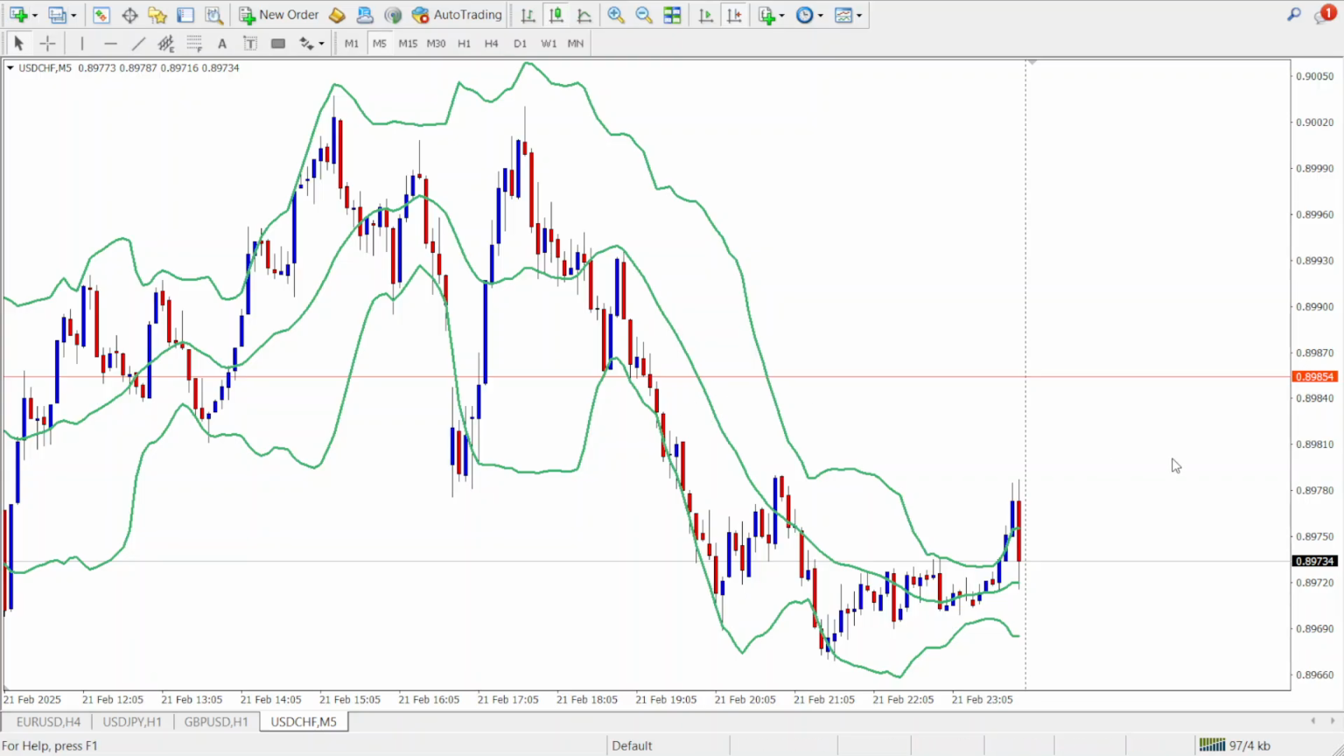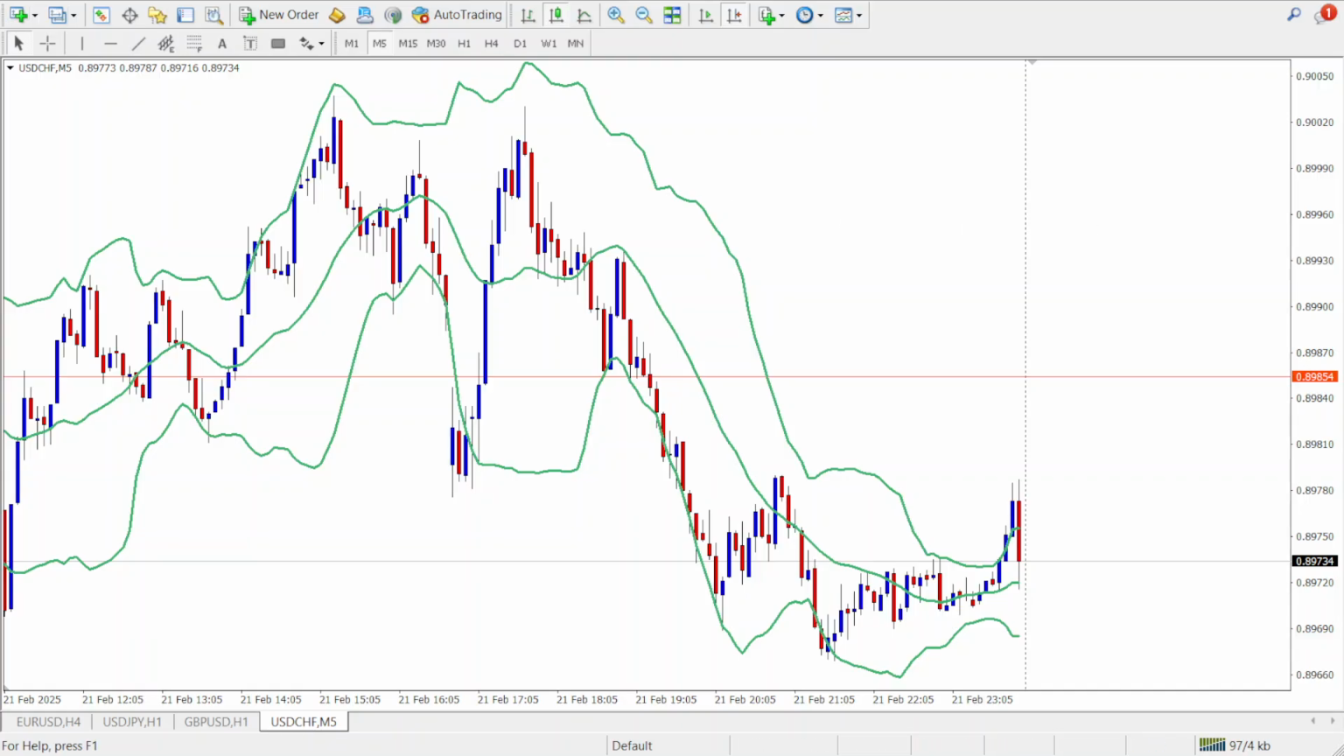So why do traders use Bollinger Bands? The idea is that when the price moves closer to the upper band, the market is potentially overbought, and when it moves toward the lower band, the market might be oversold. The bands themselves expand and contract based on volatility, making them a great tool to spot market conditions.